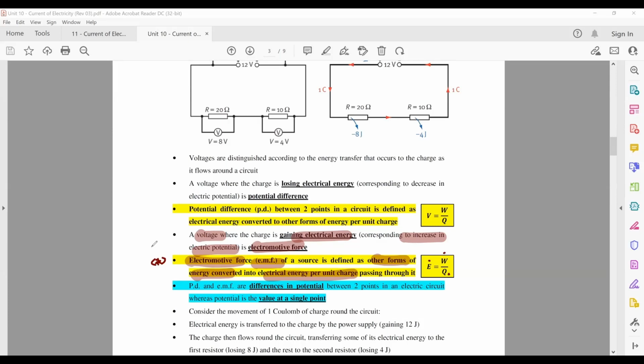As I mentioned earlier, PD and EMF are really just differences in potential between two points in a circuit, whereas value of potential is the value at a single point. So if we were to consider movement of 1 coulomb of charge around the circuit right now, like this one here, I have 1 coulomb of charge that moves through the circuit like this.